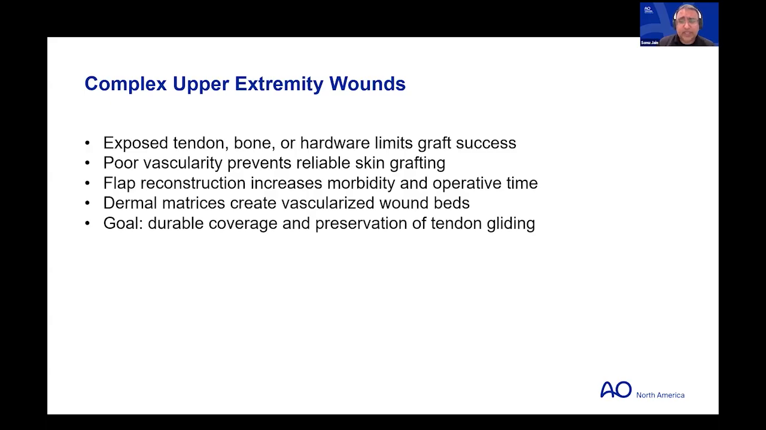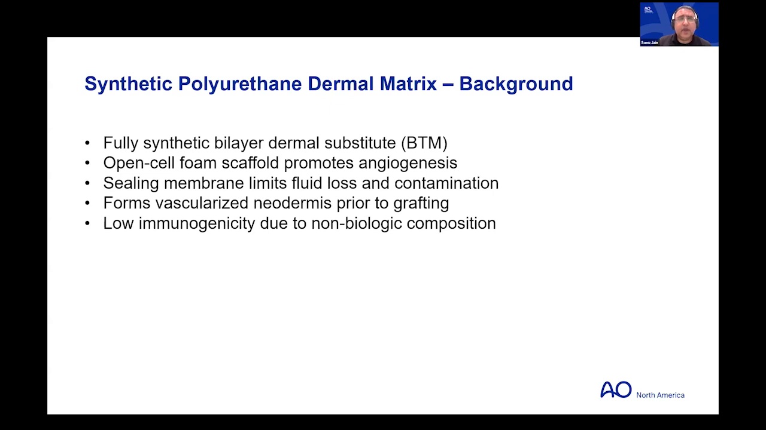Obviously, these are good choices for the right case, but these are situations where you're going to be considering using dermal substitutes. So dermal matrices create these vascularized wound beds, and the goal is to create durable coverage and preserve tendon gliding, right? Like we talked about.